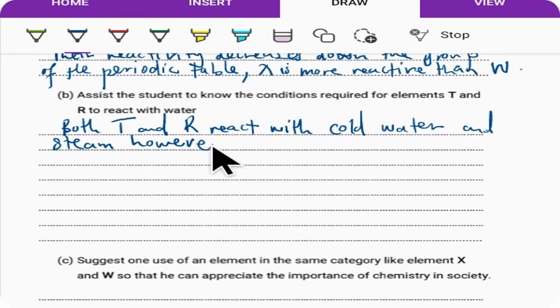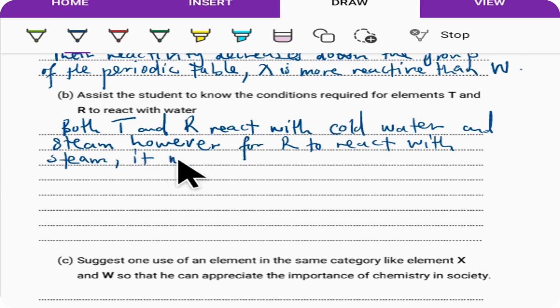However, for R to react with steam, it must be heated first.